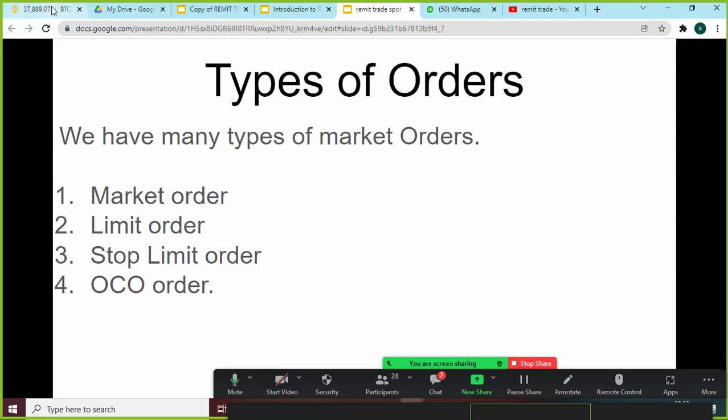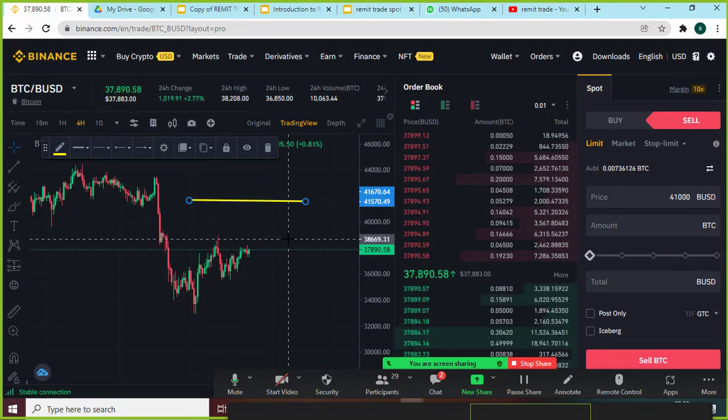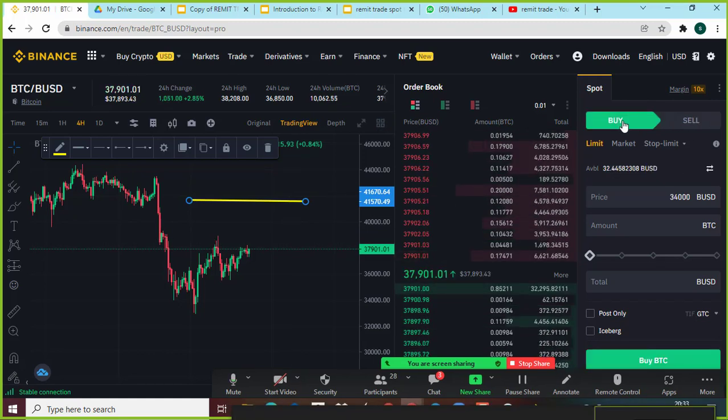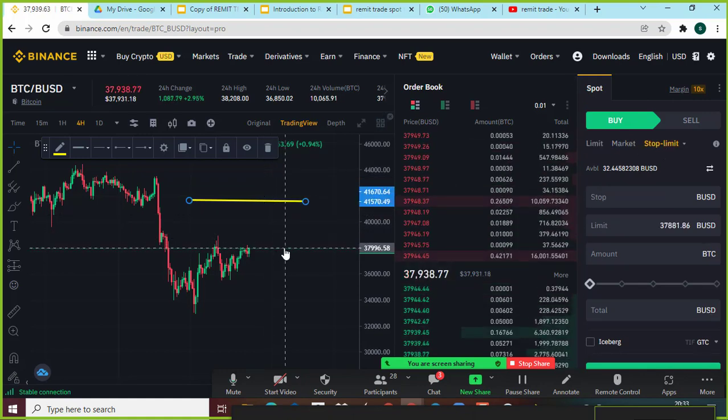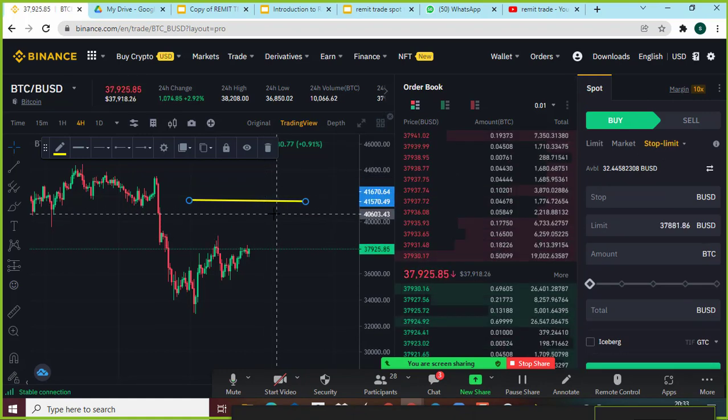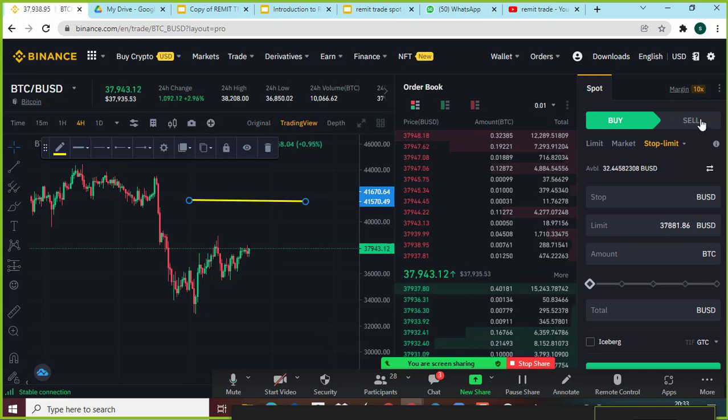Now, a stop limit order is an order you place. Listen attentively, because some persons don't understand and they don't know how to set a stop limit. When you use a buy stop limit, you want to buy at a higher price. But for sell stop limit, it is used as a stop loss.